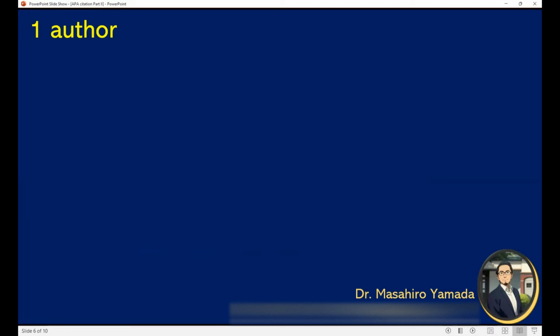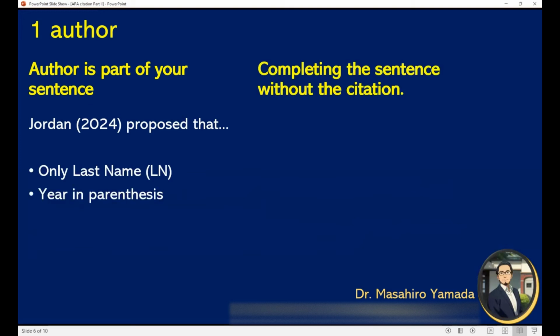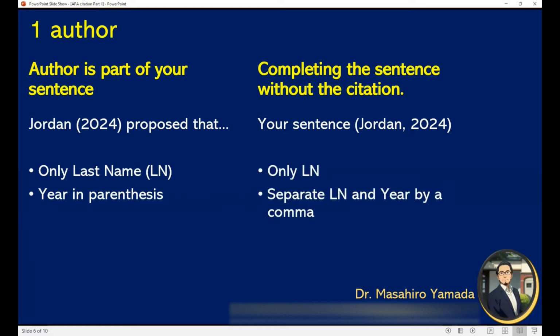Okay, so the basic rules. When the source is written by only one author, and you use the author as a part of your sentence, then you just write down the last name of the author and the year in parentheses. When you do not use the author as a part of your sentence, then the rule is you only write down the last name, and then you separate the name and the year by a comma. Make sure you don't include the first name of the author.